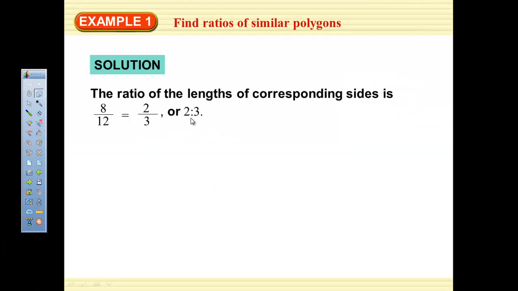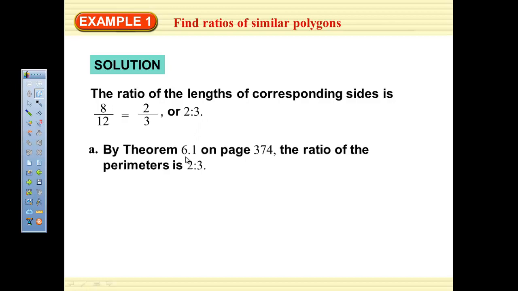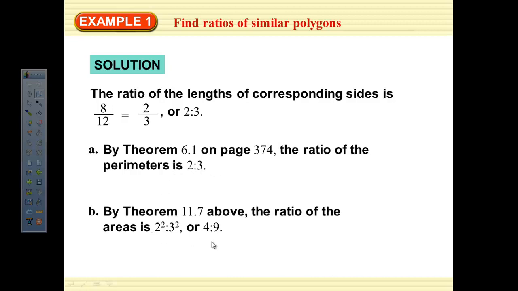So there's the ratio of the corresponding sides, which is the same as the ratio of the perimeter, and the ratio of the areas would be 2 squared to 3 squared.